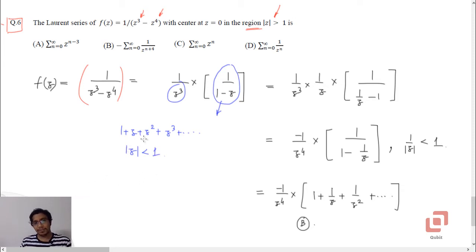So this is the geometric series which converges to 1 upon 1 minus z only if mod of z is less than 1. But this is not the region that we are looking for. We are looking for the region mod of z greater than 1, which means taking 1 upon z cubed common has not helped us much because of the region of convergence. So what we'll do is we will now try to rearrange the term 1 upon 1 minus z by taking one more z common.